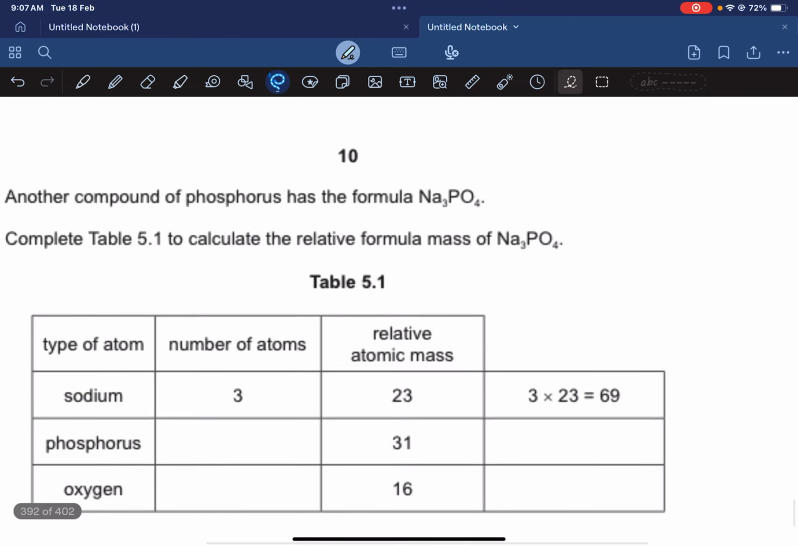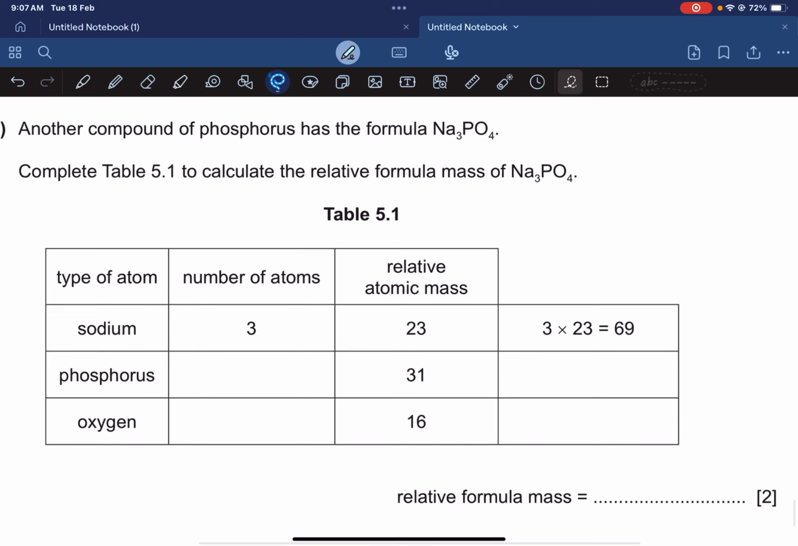Okay, P3 and TCl6. Let's move on. Another compound of phosphorus has the formula Na3PO4. Complete table 5.1 to calculate the relative formula mass of Na3PO4.